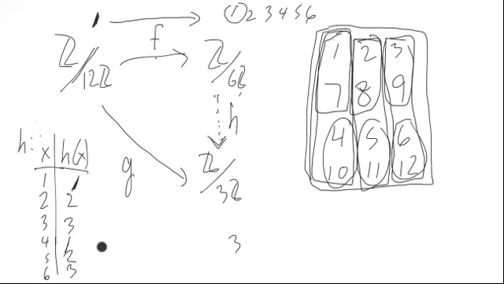Now, this function, as we've written it, actually completes this diagram, and you can see that it would make this diagram commute.